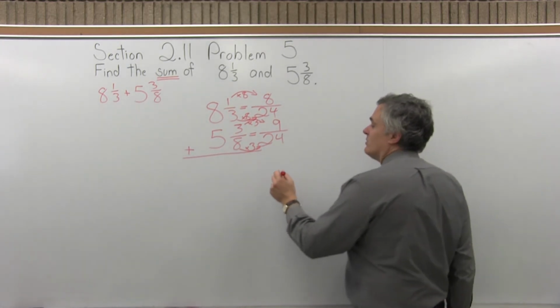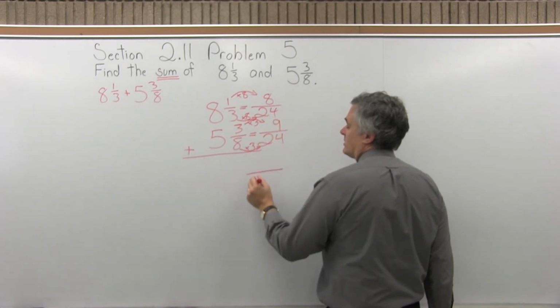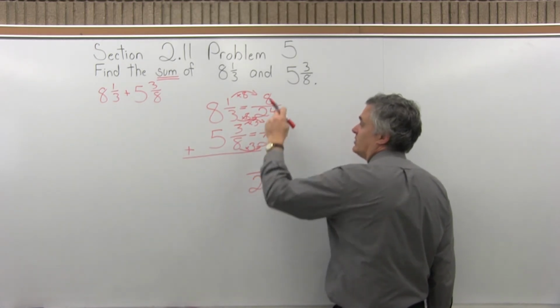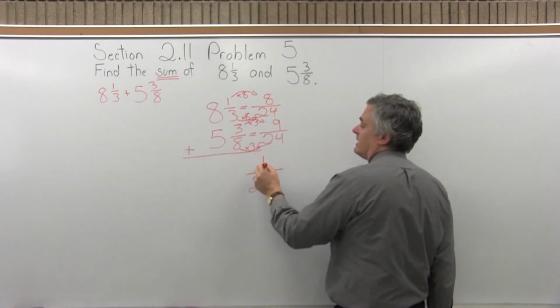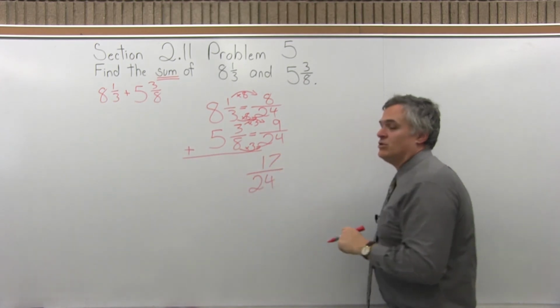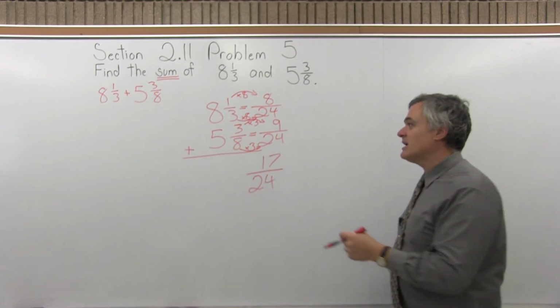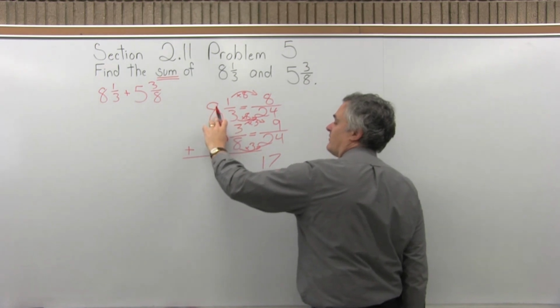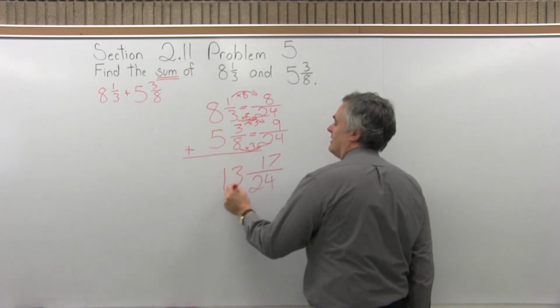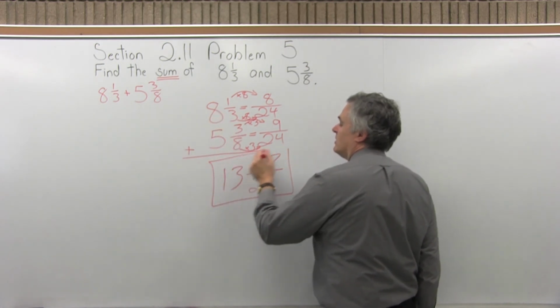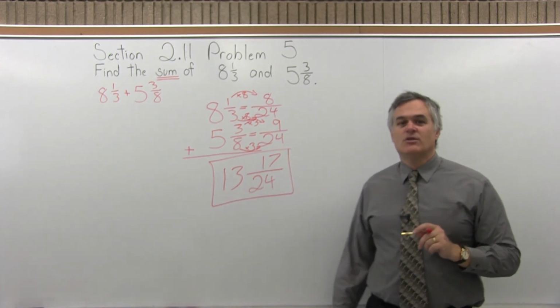I can combine the numerators. Common denominator is 24. Combine the numerators, 8 plus 9 more is 17. Don't forget the whole numbers. Those have to be added together also. 8 plus 5 more is 13. And that would make the final answer 13 and 17 over 24.